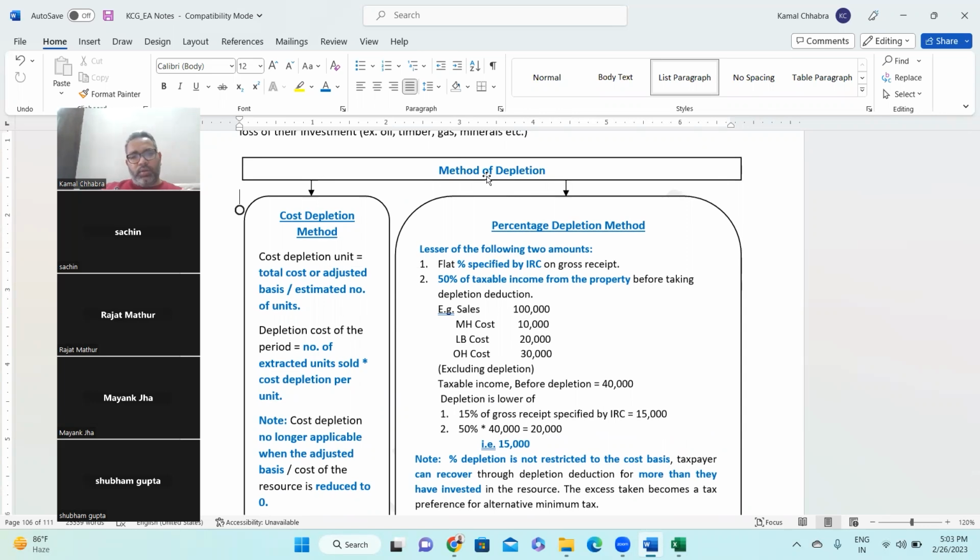So any doubt on cost depletion method or percentage depletion method? Vivek, Sachin, Shubham, Rajat? Yes sir. Mayank, good? Yes, sir.